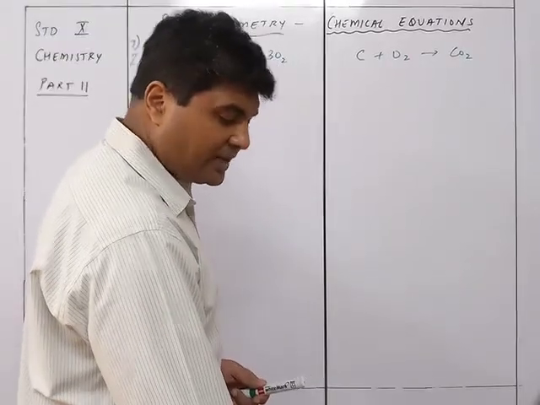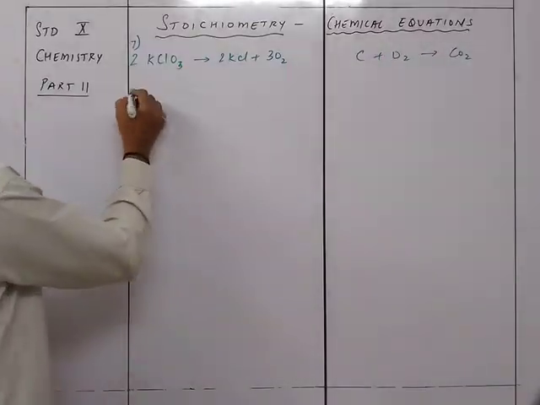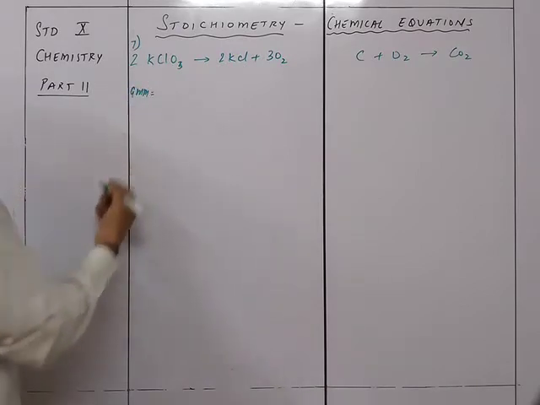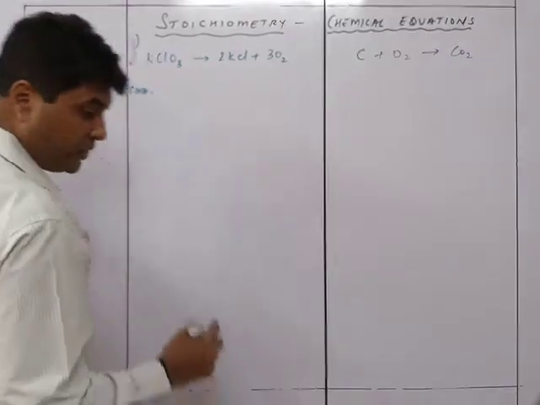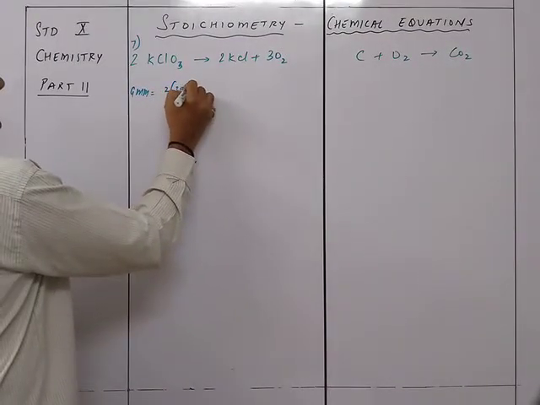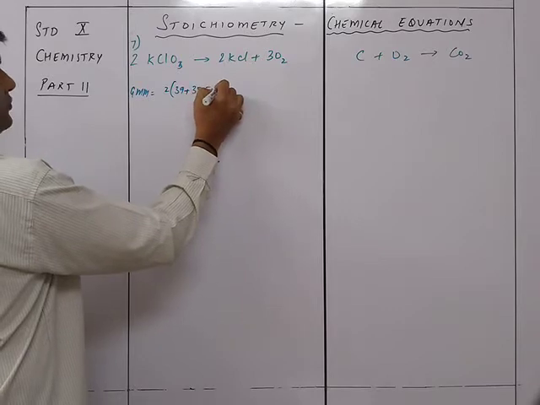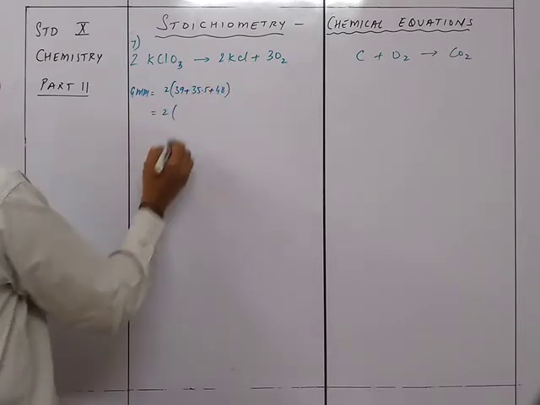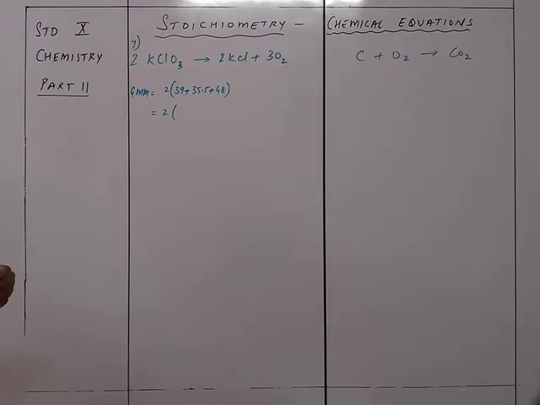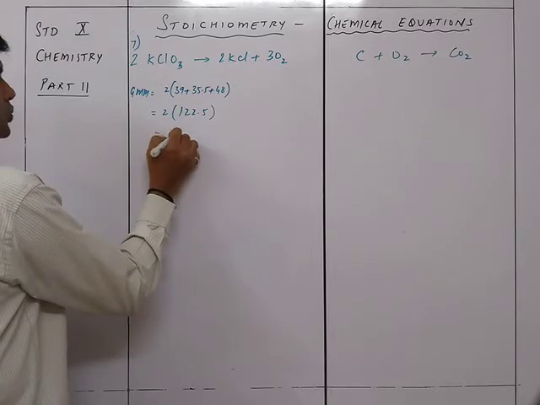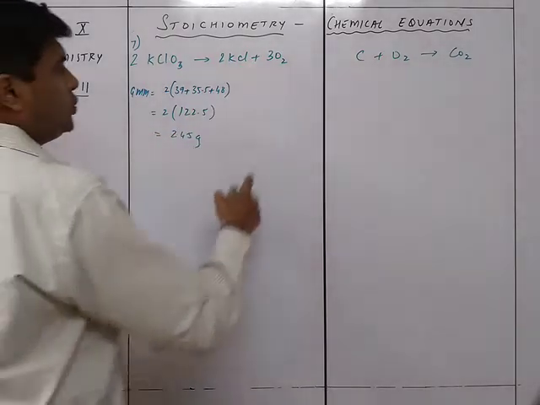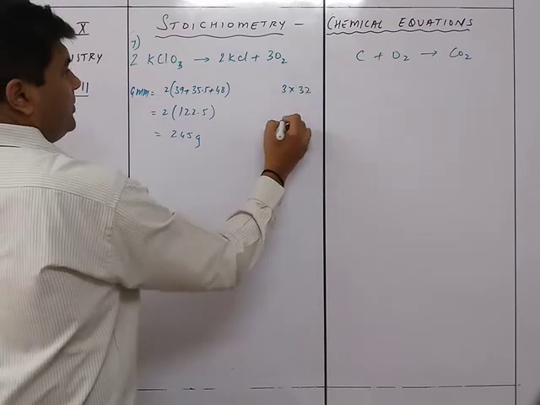So first of all, let us understand directly the GMM. In fact, we had found out the GM of this, but I don't remember it. So it was 2 into 39 plus 35.5 plus 48. If I remember correctly, it was 122.5. Let me check. 35.5 plus 48 will be 122.5. So 2 into 122.5 is equals to 245 grams. And O2 what will be formed over here? 3 into 32 will be 96 grams.